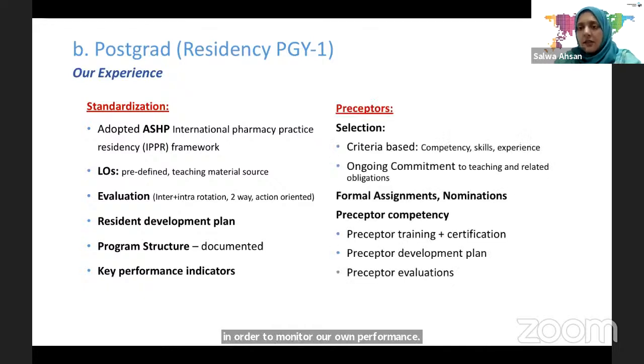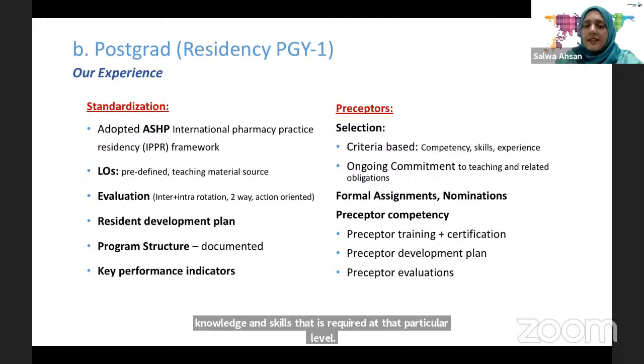The second challenge we had was the trainer. The preceptors that we select are chosen again based on criteria: their competency, skills, and experience. We have a proper eligibility checklist for any preceptor to be enrolled. There is an ongoing commitment for teaching, because we do not pay them extra to become a preceptor. It is an internal obligation: since I am a trainer and residents or students are coming to our pharmacy, it is our professional responsibility to handle them properly and inculcate all the knowledge and skills required at that particular level.